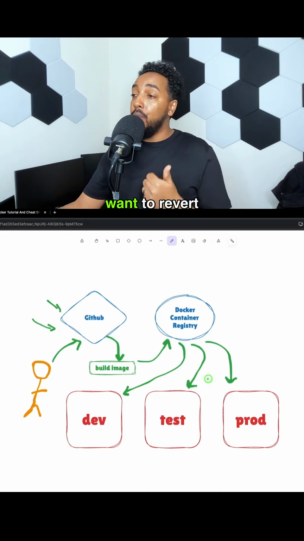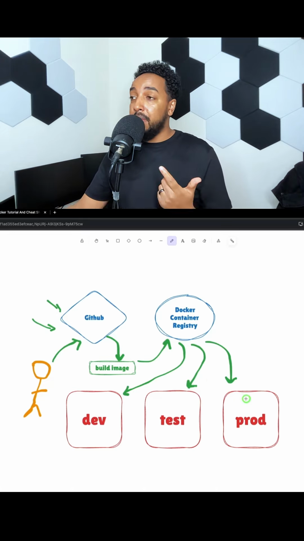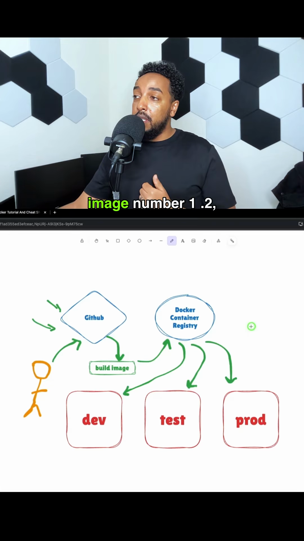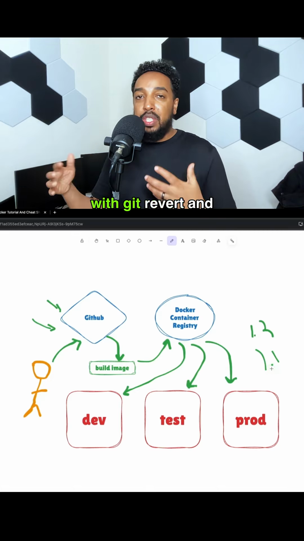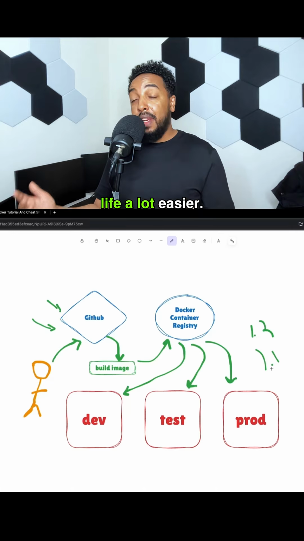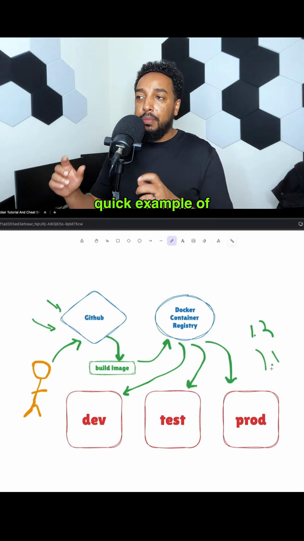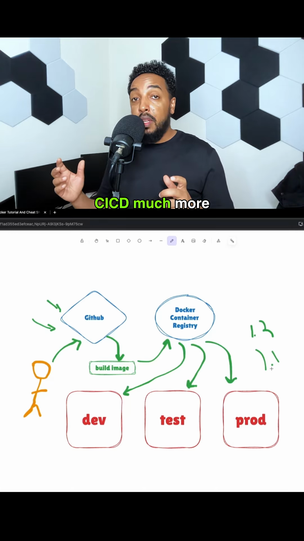In addition to that, when we want to revert something and go to the previous version, if we deployed image number 1.2, all we have to do is deploy image number 1.1. We just revert to the previous image instead of dealing with git revert and all of that. Makes life a lot easier. So that's just a quick example of how Docker makes CI/CD much more powerful.